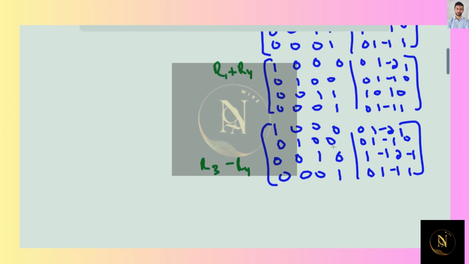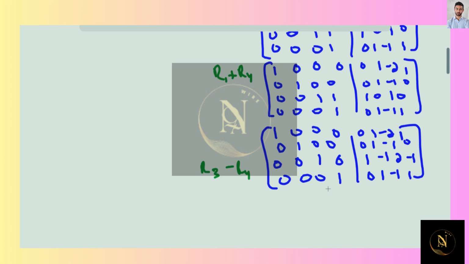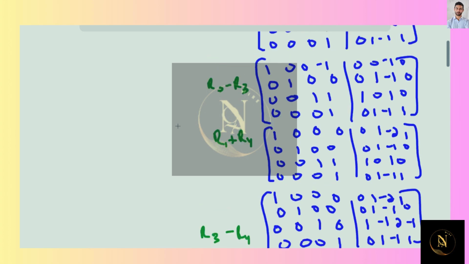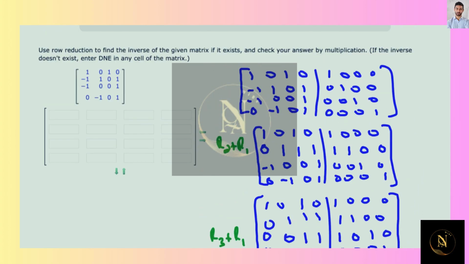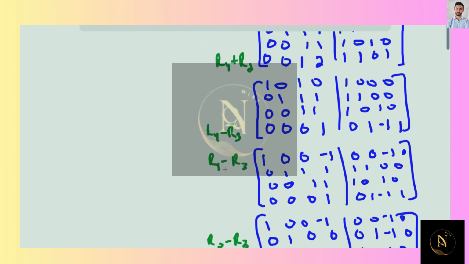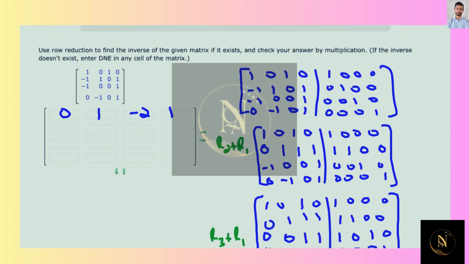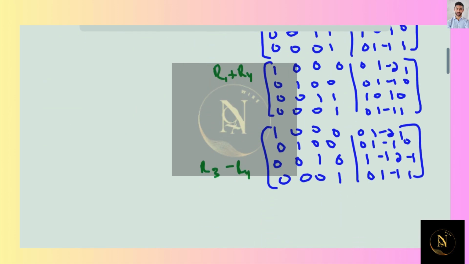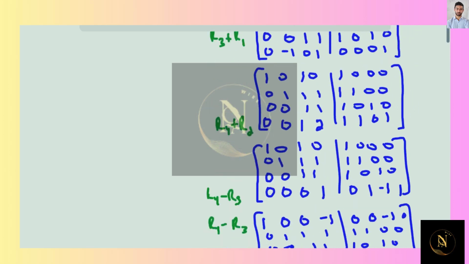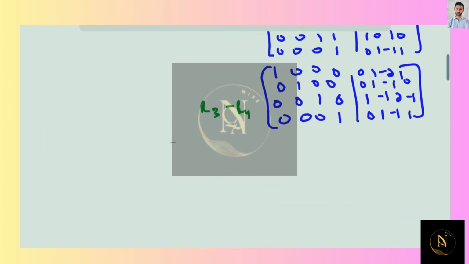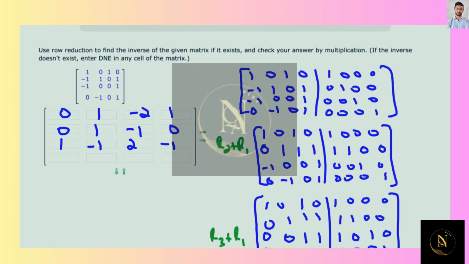And now we have the 4x4 identity on the left, which means the 4x4 matrix on the right would be the inverse: 0, 1, negative 2, 1. 0, 1, negative 1, 0. 1, negative 1, 2, negative 1. And 0, 1, negative 1, 1.